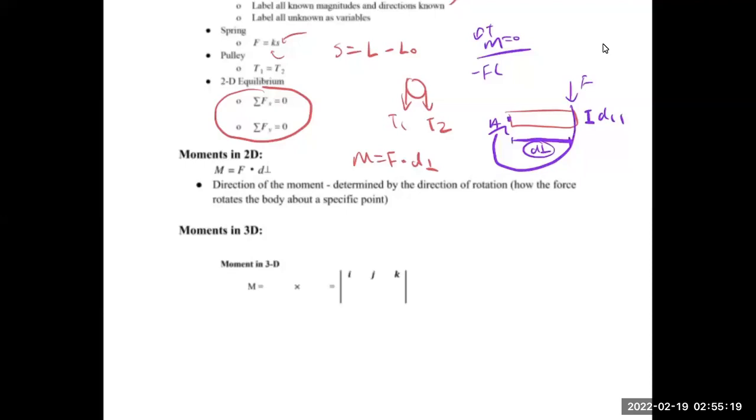Okay, and then moments in 3D. We know that the moment in 3D will be the R vector crossed with the force vector, and then there'll be Rx, Ry, Rz, Fx, Fy, and Fz.